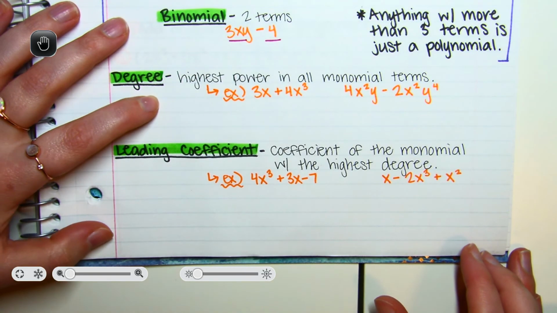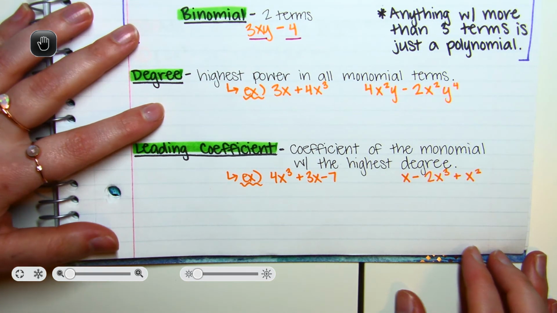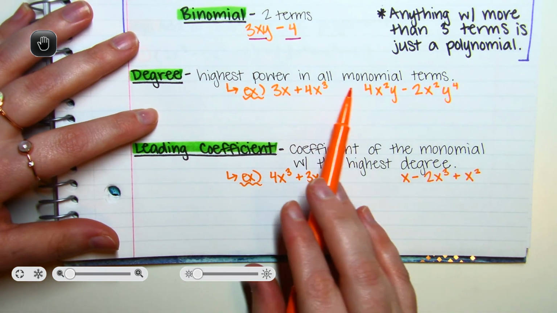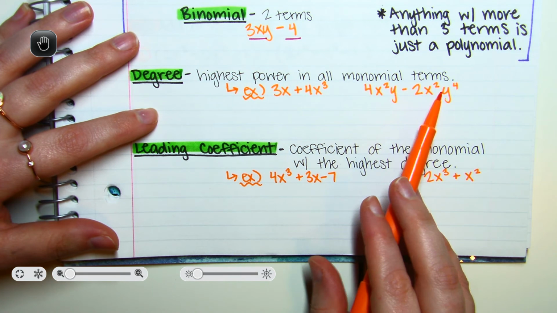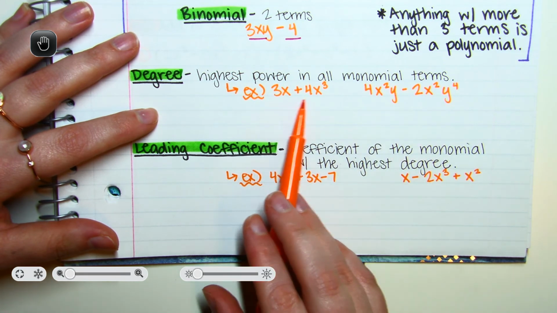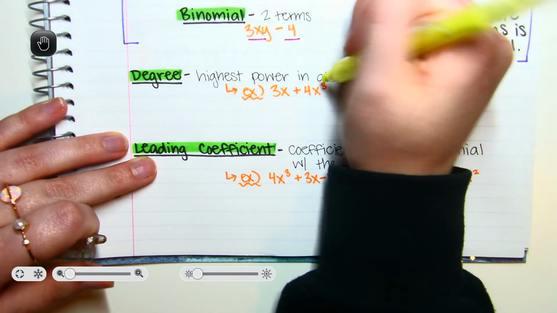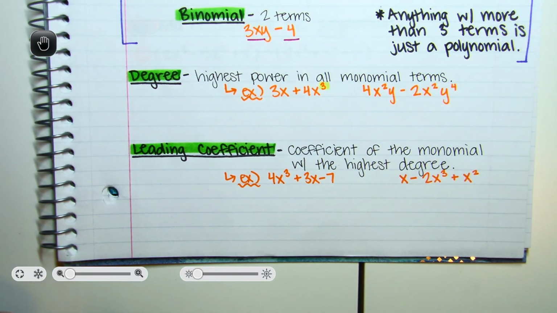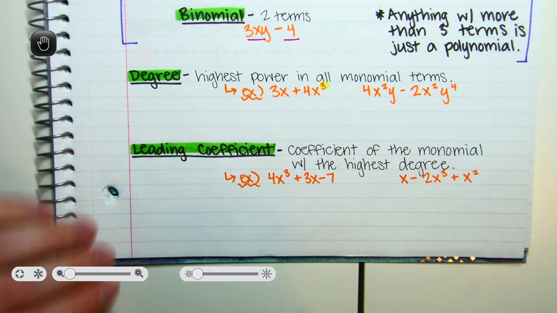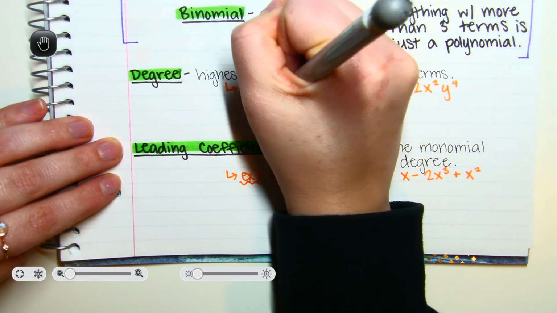All right, next definition is degree. This is the highest power in all monomial terms. So let's say, for example, we have 3x plus 4x cubed. The highest power is the highest exponent. So let's look at, sorry, I was grabbing a highlighter real quick. My highest exponent is the 3, which means the degree is 3.